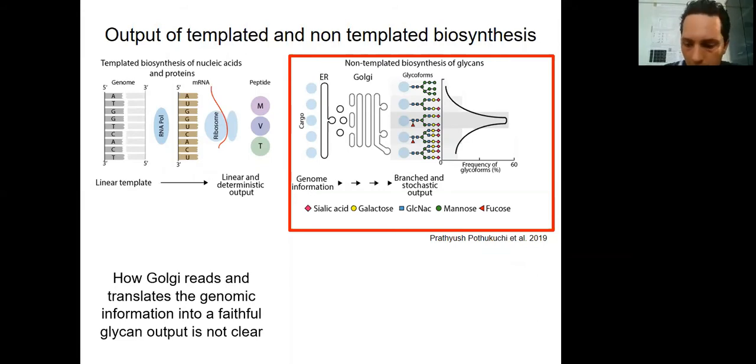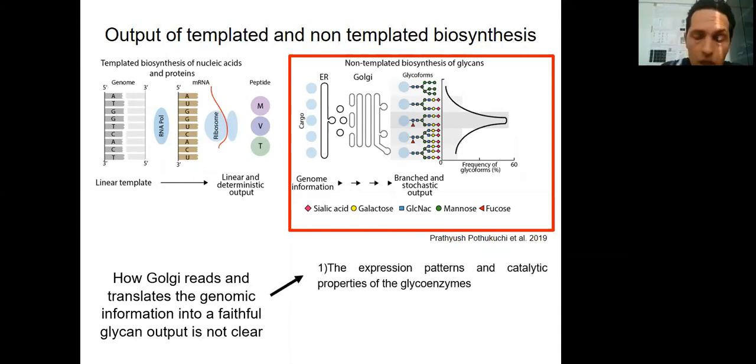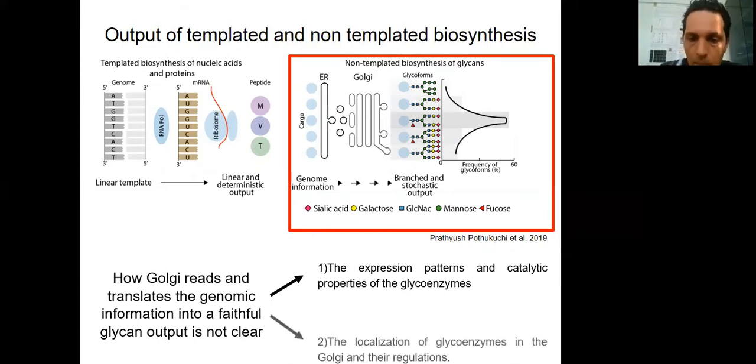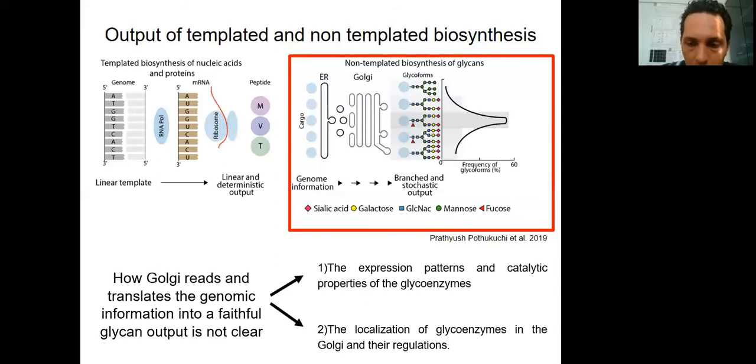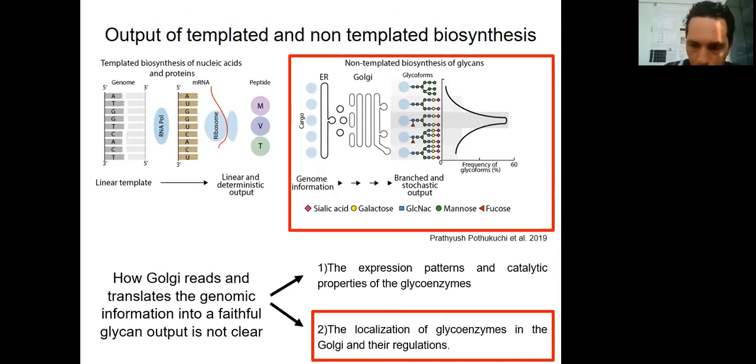That's the reason why understanding how the Golgi reads and translates the genomic information into a faithful glycan output is not clear. There are mainly two main factors that contribute to glycosylation. On one side, the expression patterns and catalytic properties of glycoenzymes, which is the more studied aspect. But less is known about the localization of glycoenzymes at the Golgi and their regulation. That is what I'm going to talk about today.